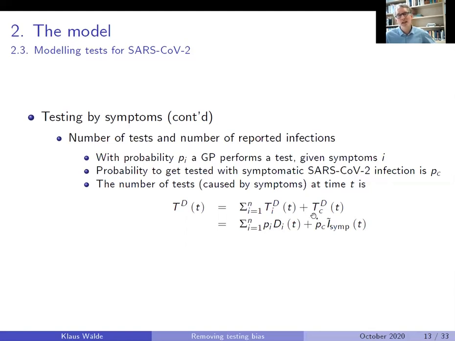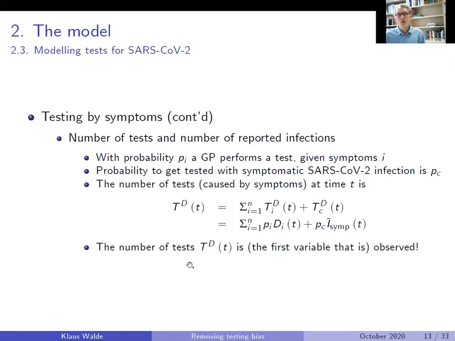And then the number of tests that actually are related to symptoms and that will show that the individual has CoV-2 infection depends on the number of CoV-2 infected individuals that have symptoms times the probability that a doctor takes a test. So this quantity is not observed. Of course in our model we know what is going on, but in reality this is not observed.